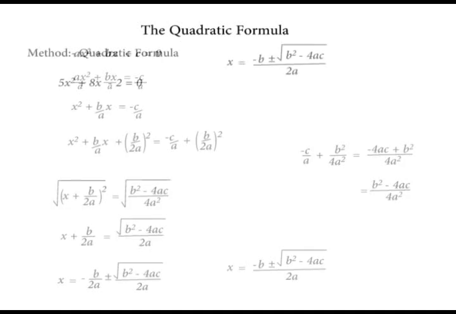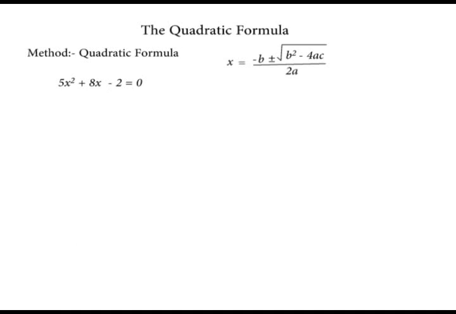We take an example. Use the quadratic formula to solve 5x squared plus 8x minus 2 is equal to 0. a will be equal to 5, b is equal to 8, and c is minus 2. x is equal to minus b plus or minus square root of b squared minus 4ac, everything over 2a. We substitute in our values. x is equal to minus 8 plus or minus square root of 8 squared minus 4 times 5 times minus 2 over 2 times 5.